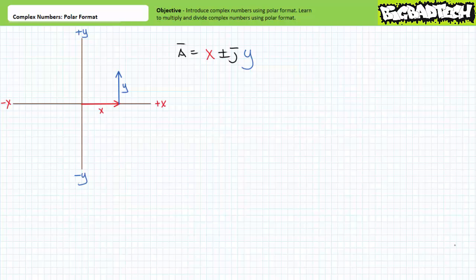I'm your instructor Jim Pytel, and today's topic of discussion is complex numbers expressed using polar format. Our objective is to introduce complex numbers using polar format and learn to mathematically manipulate complex numbers using polar format.